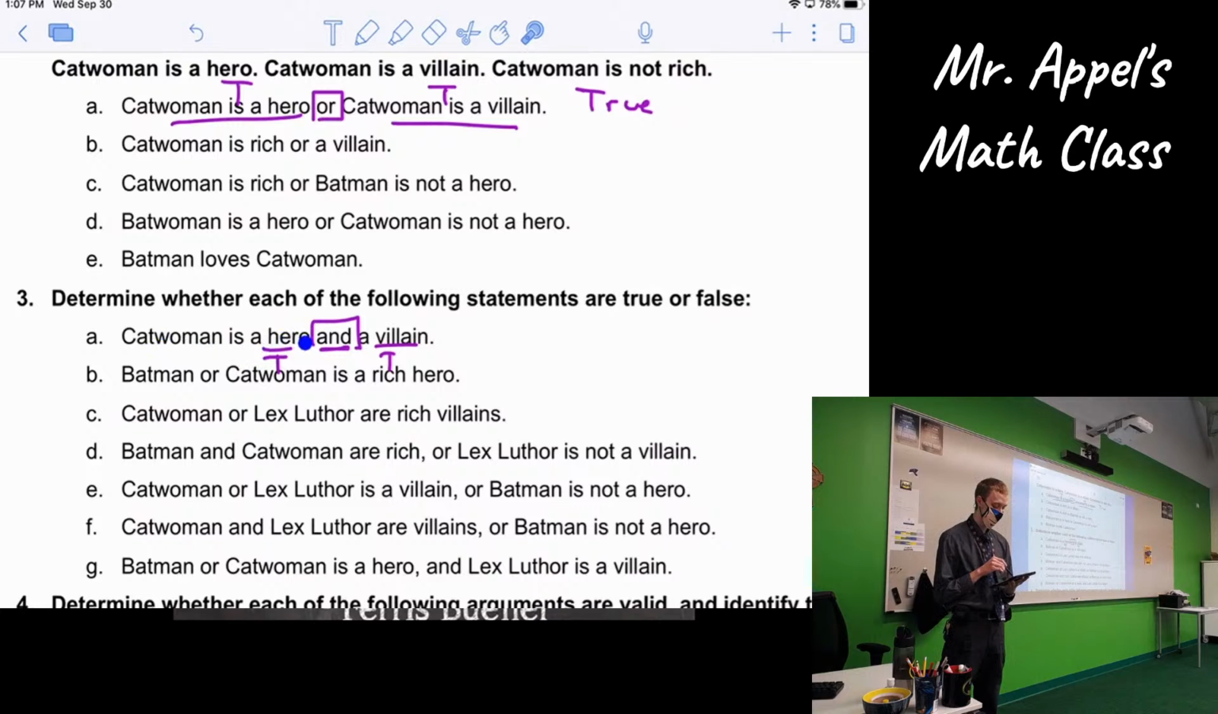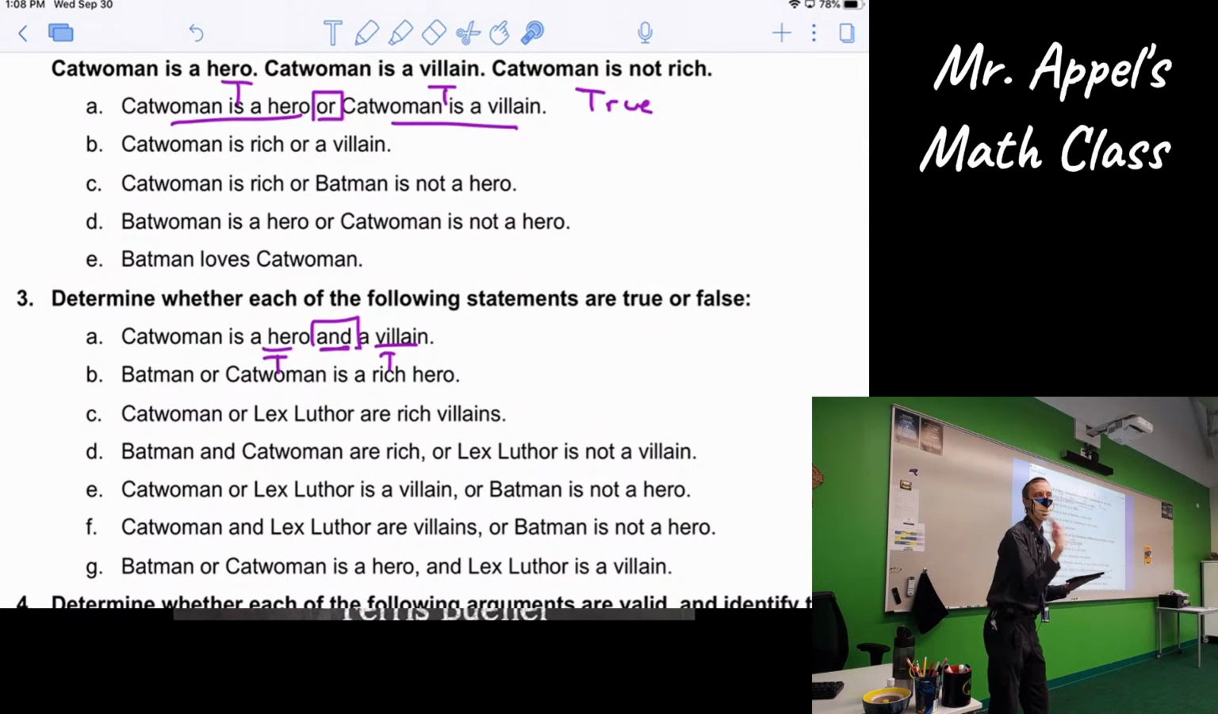Catwoman is a hero and a villain. And I wrote it a little bit differently this time. This one sounds a lot more natural to me than 2A. If you're starting to talk about Catwoman, Catwoman is a hero and Catwoman is a villain. You don't need to restate that every time, right? English-wise, this is how we would probably say it. Catwoman is a hero and a villain.